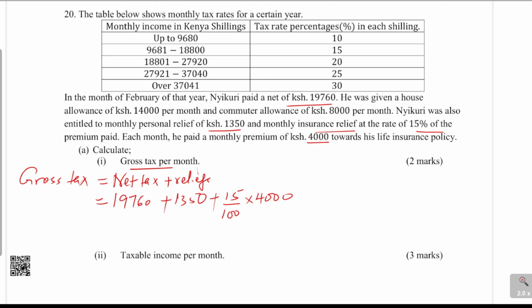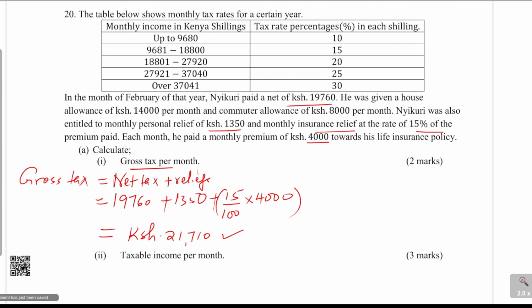Net tax plus the reliefs. The reliefs are 2. So 1,350 plus 15% of 4,000. Once you work out these using a calculator, 19,760 plus 1,950, you'll get the gross tax of 21,710.